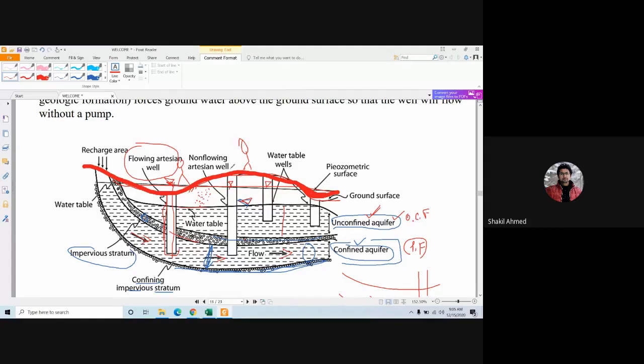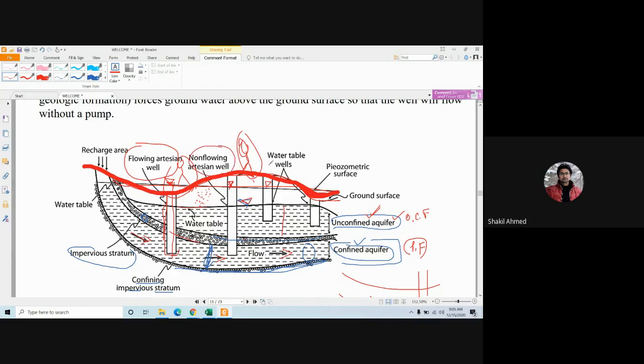Here the soil surface is at this level, but the piezometric surface is there. So this person will see that water is not going above the ground surface. Unlike this case, here you will see that the water is below the ground surface. So this is a non-flowing artesian well.